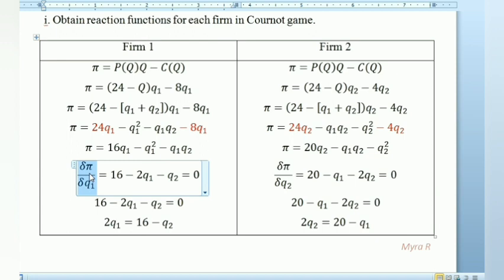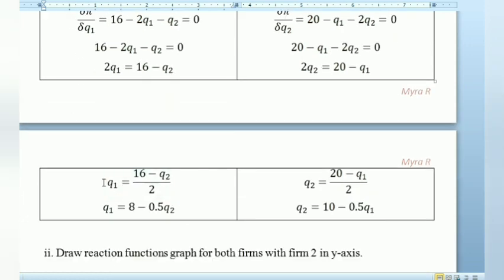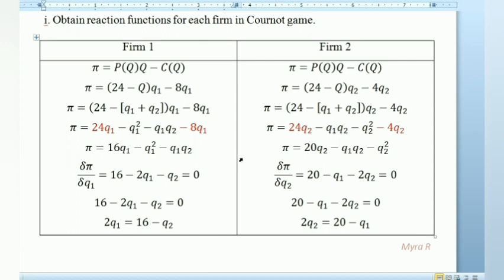Then we differentiate profit 1 with respect to quantity 1. Differentiating 16 Q1, we get 16; Q1 square gives negative 2 Q1; and minus Q2 equals 0. We make Q1 the subject, so we divide by 2, and we get the function for Q1. Then we use the same calculation and steps to find it for firm 2.